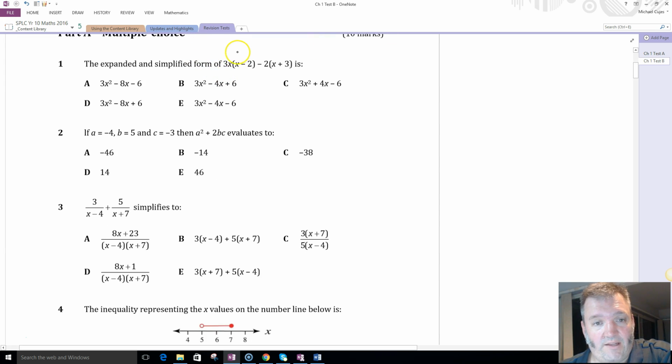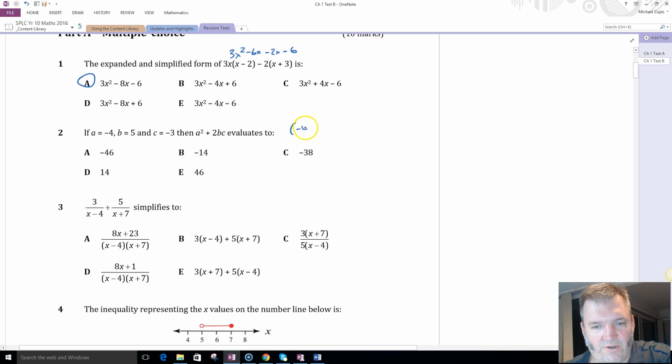First up, expanding and simplifying. So expanding: 3x by x, 3x squared; 3x by negative 2, negative 6x; negative 2 by x, negative 2x; negative 2 by 3, negative 6. That's 3x squared minus 8x minus 6. The answer's A.